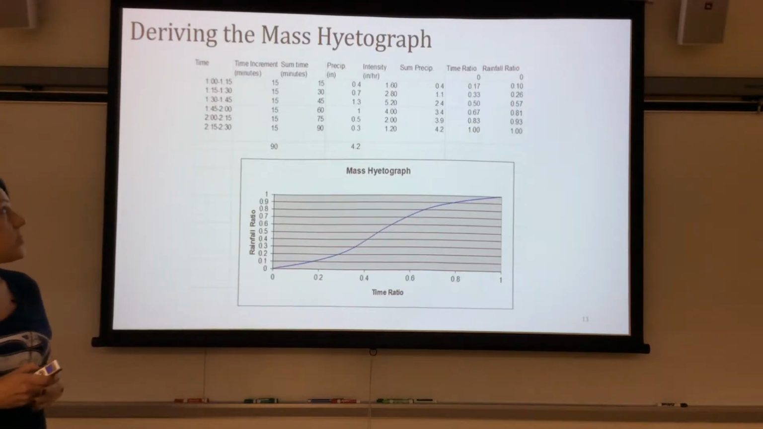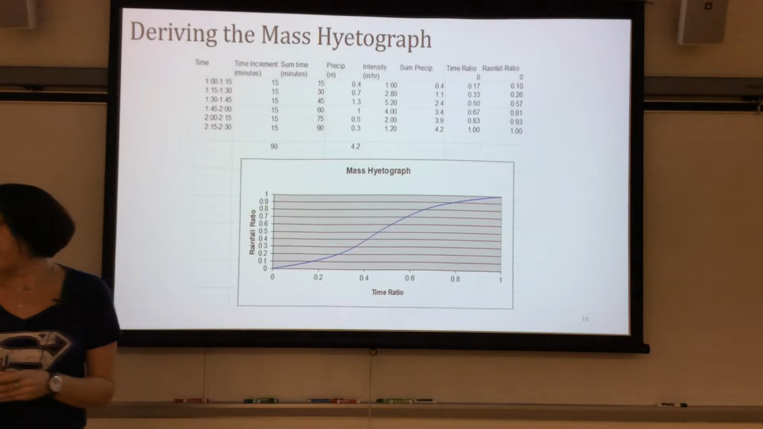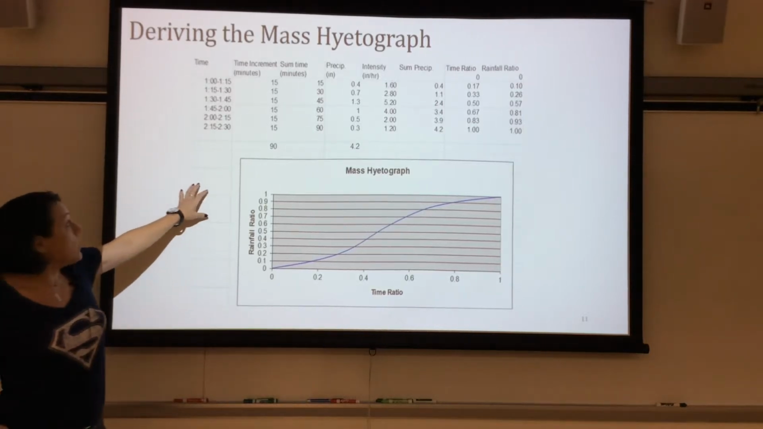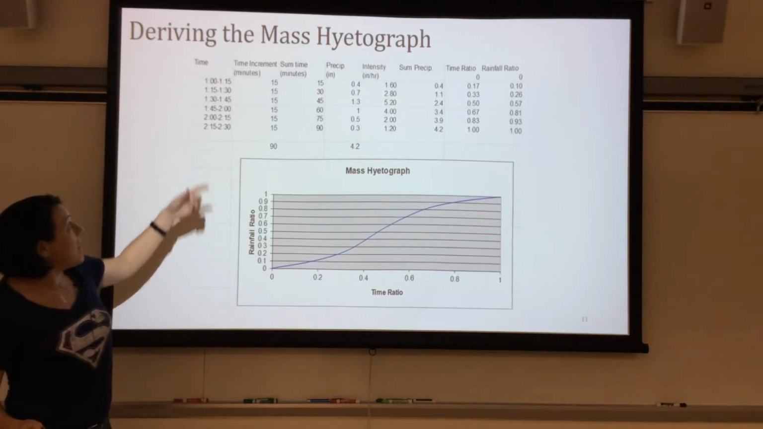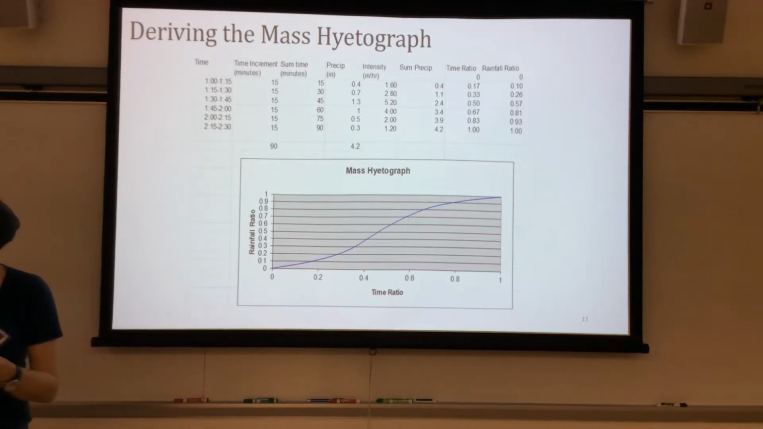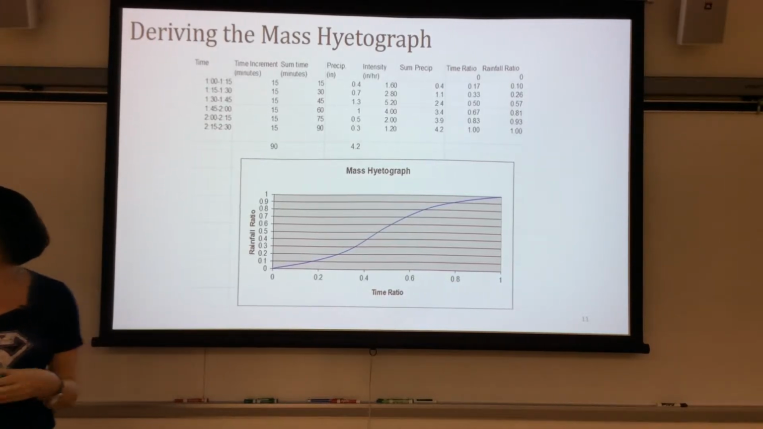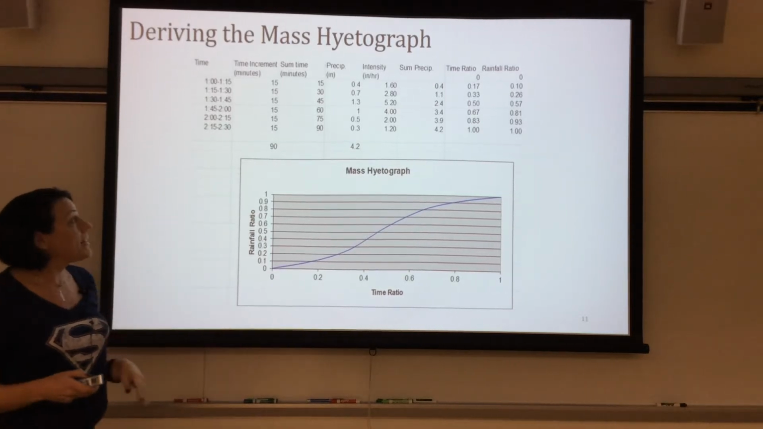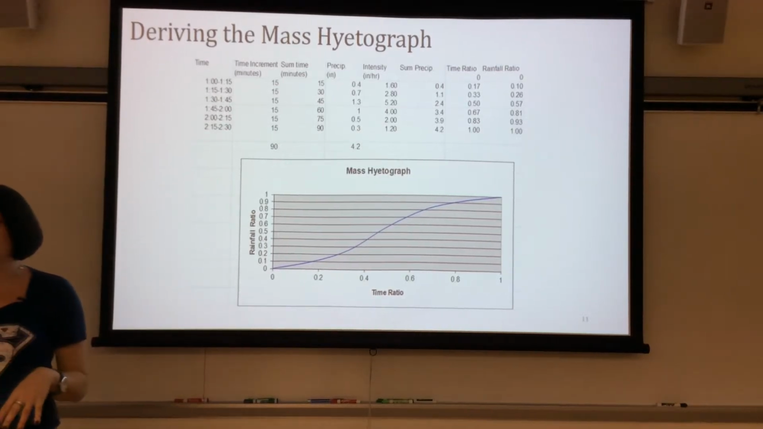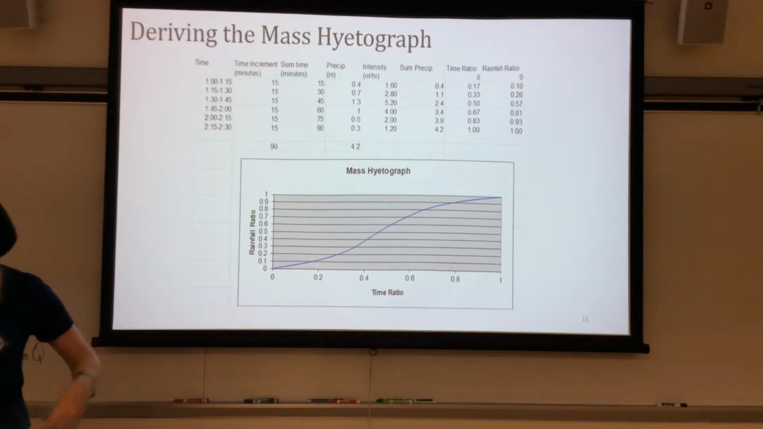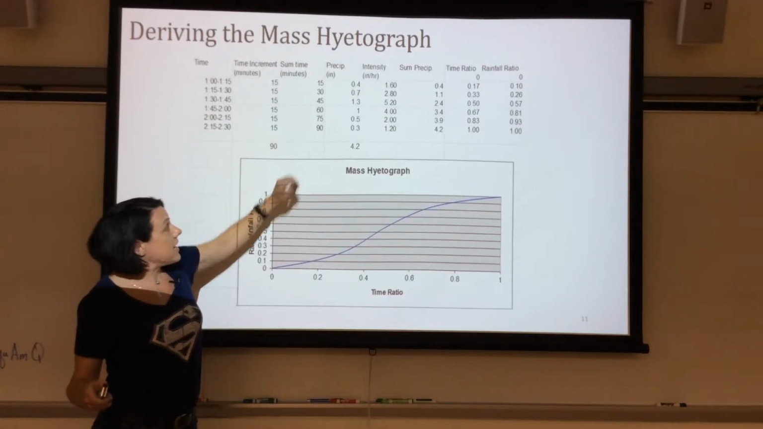Okay, so to create a mass hyetograph, over here on this side we have time, and it goes from 1 o'clock to 1:15, so that's 15 minutes. 1:15 to 1:30 is another 15 minutes. So these are in 15-minute increments. The sum of times is a total of 90 minutes, right? So I keep adding up my 15s until I get to the 90 minutes.